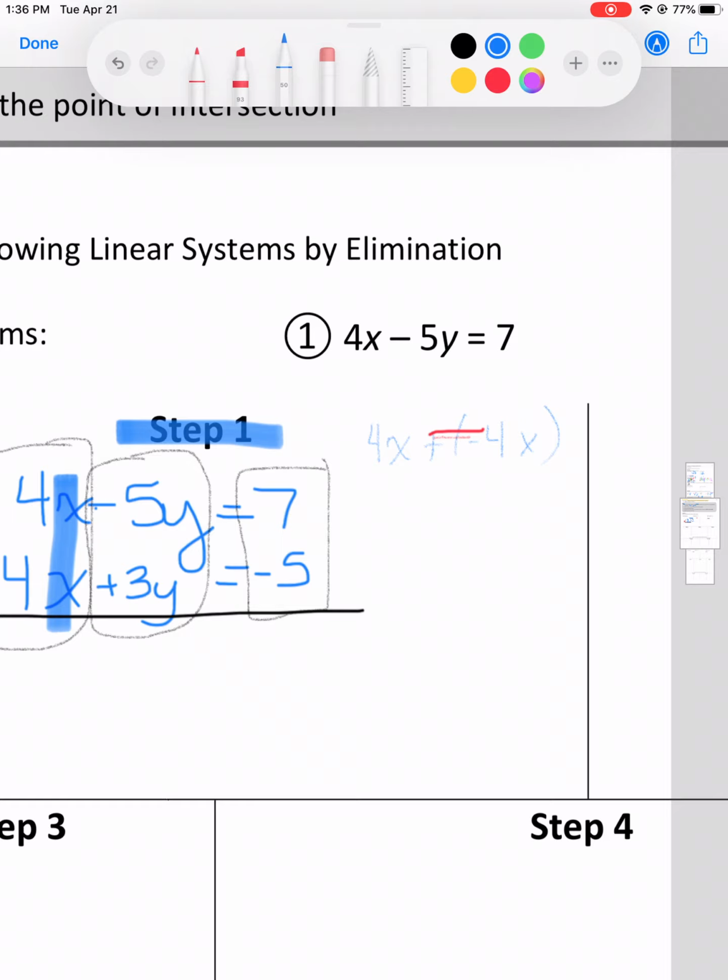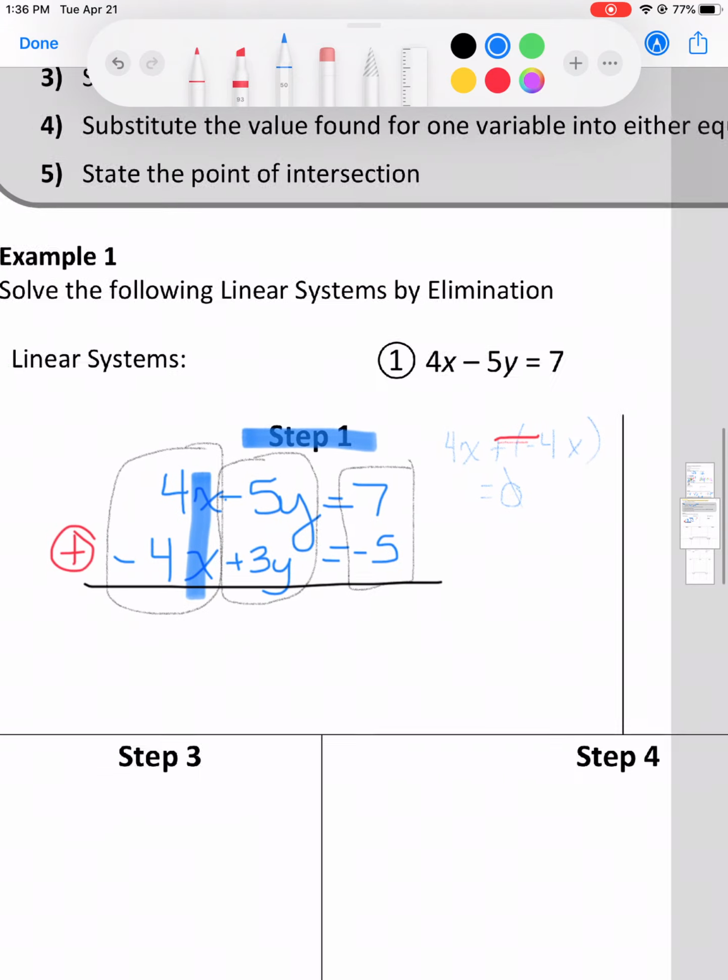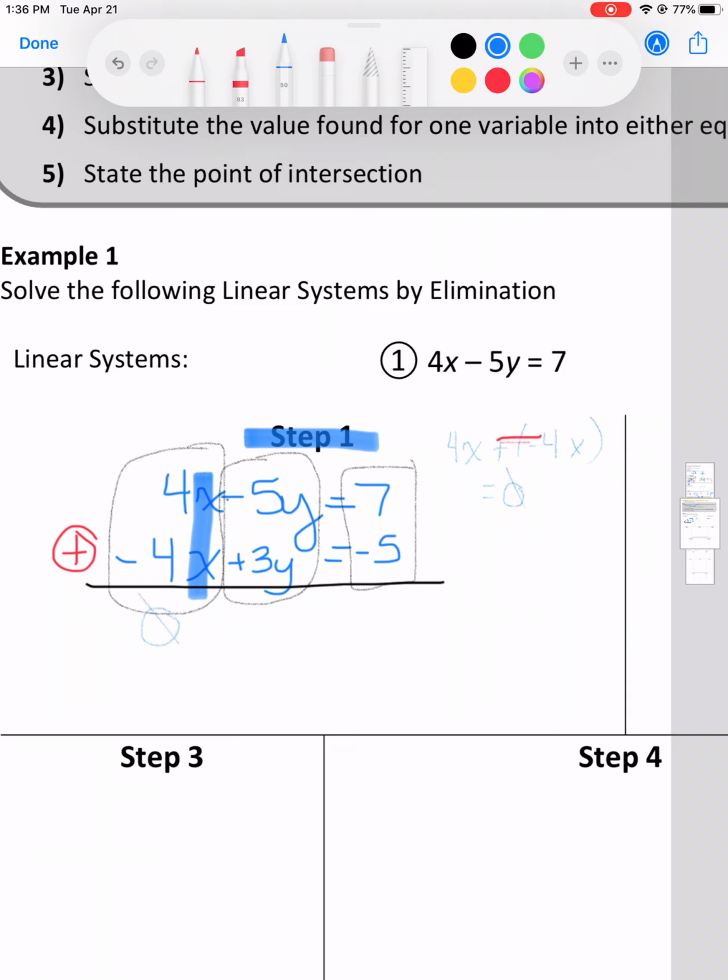So 4x minus 4x is equal to 0. So good, we got rid of that one. Okay, do you have to write in the 0? No. Next one. Negative 5y plus positive 3y. Negative 5 plus 3 is negative 2y. Don't forget that y. So I'm going to write in negative 2y.